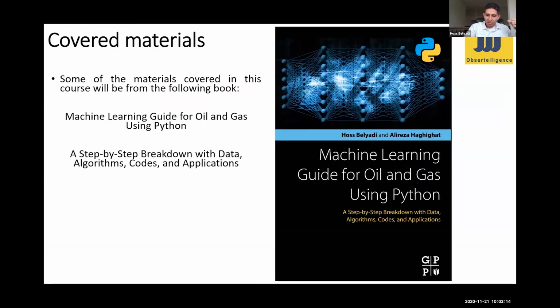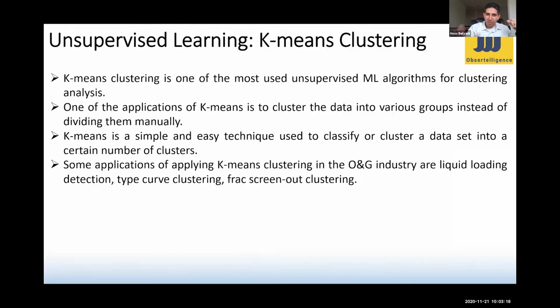All the materials, like I said before, will be coming from this book. So with that being said, last time we discussed supervised machine learning, and we discussed one of the algorithms or techniques that we use in supervised machine learning called artificial neural network. We talked about the difference between AI, machine learning, and deep learning.